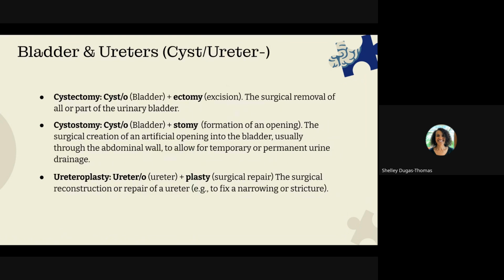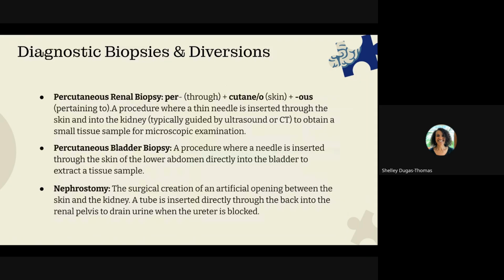So, looking at ectomy versus ostomy, cystectomy is the removal of the bladder. A cystostomy is creating a permanent or semi-permanent artificial opening, a stoma, into the bladder for drainage. A ureteroplasty means a surgical repair or reconstruction, and it's used to fix a narrowed or collapsed ureter.